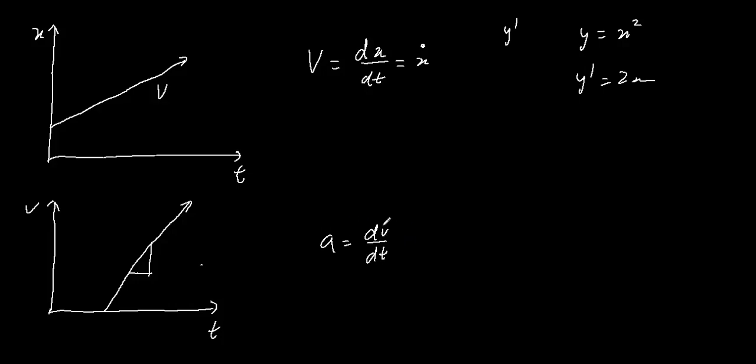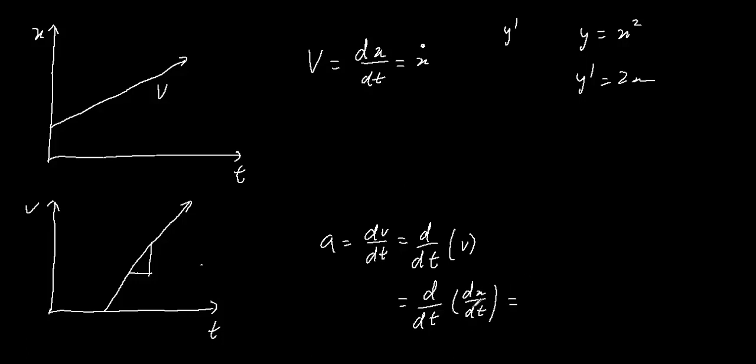So now, if v is already a derivative in itself with respect to time, I can represent this as d/dt of v. This is like a fraction in some sense. So I can represent it as d/dt of that, and I can substitute this back in: d/dt of dx/dt.